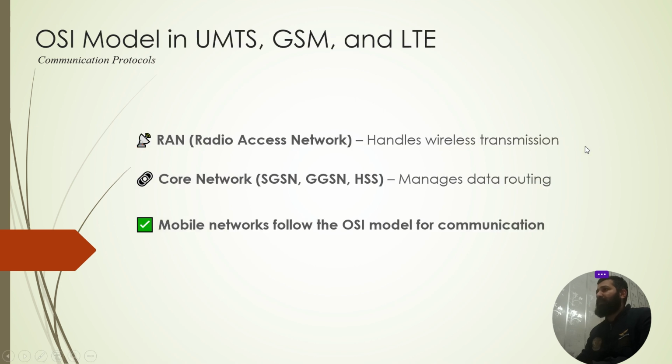Moving to the OSI model in UMTS, GSM, and LTE networks. In mobile networks, protocols from the OSI model are applied in both the radio access network and the core network. The RAN uses these protocols for wireless transmission, and the core network uses these protocols for routing and data handling. These layers ensure smooth communication between mobile devices and the internet. This is the overview, in the bigger picture, of the OSI semi-layers model and protocols.